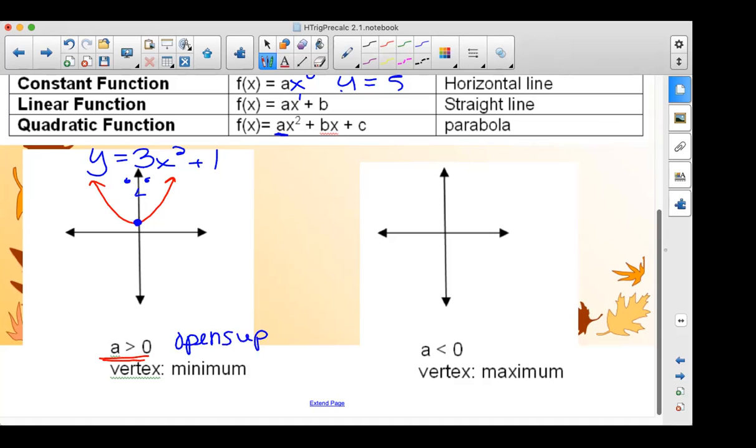So the number in front tells us 2 things. It tells us the direction of the graph, and that the vertex of the graph is either a minimum or a maximum. When it's positive, it's a minimum, because it's the lowest point. Everything else is going above it. So if I change that equation to be a negative 3x squared plus 1, my graph now flips down. The negative reflects it over the x-axis.